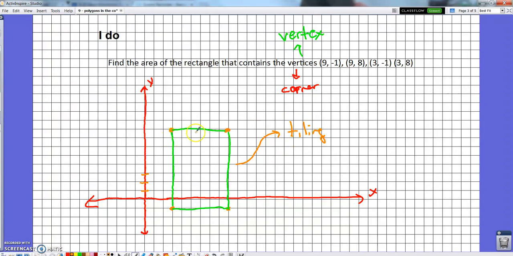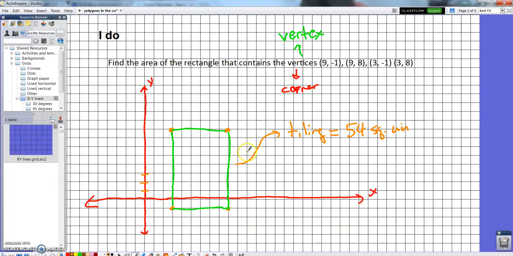It looks like it's 1, 2, 3, 4, 5, 6 this way. So 6, 12, 18, 24, 30, 36, 42, 48, 54. So it looks like I just count 54 square units. That was pretty easy. I also could use the formula area equals base times height.